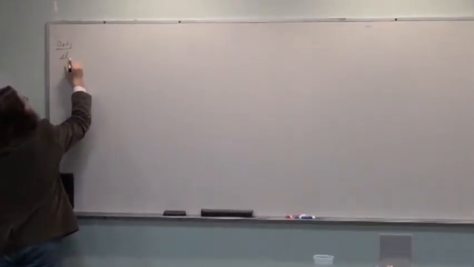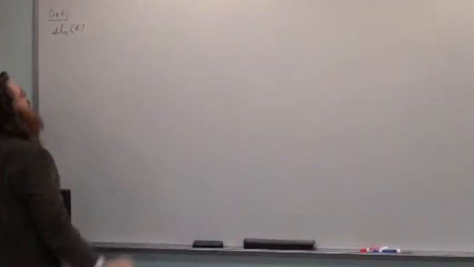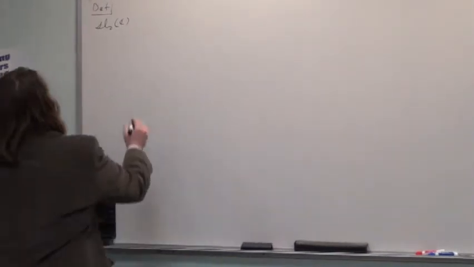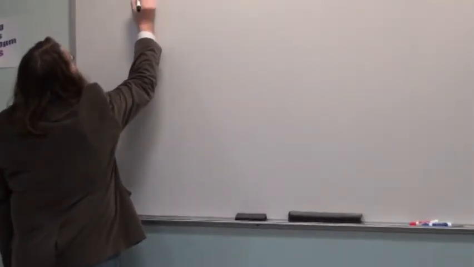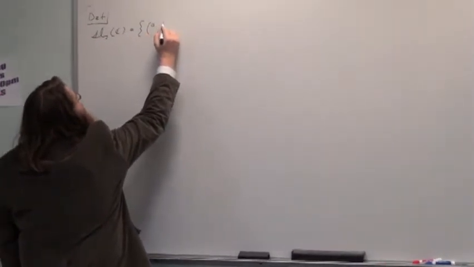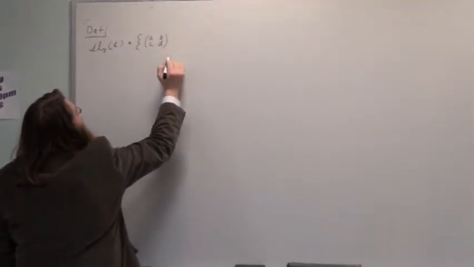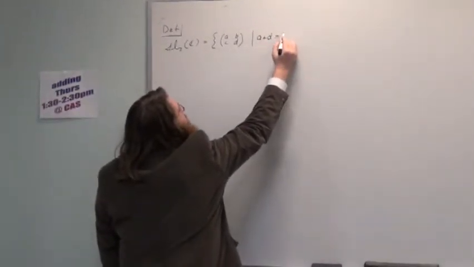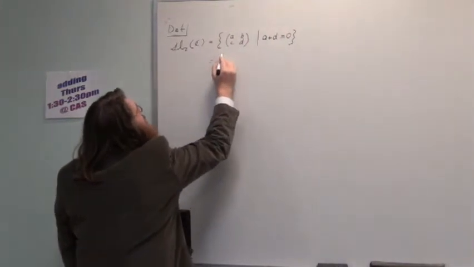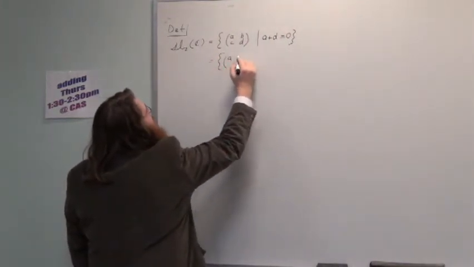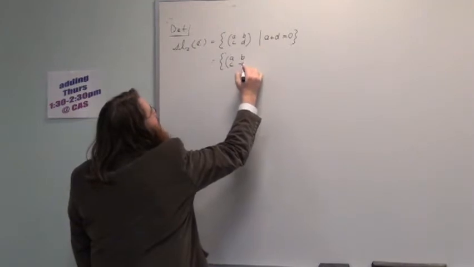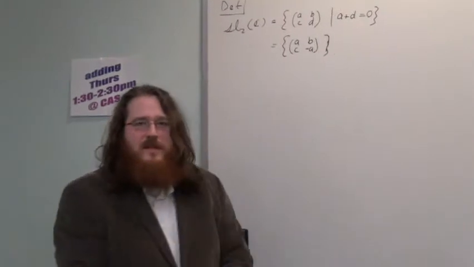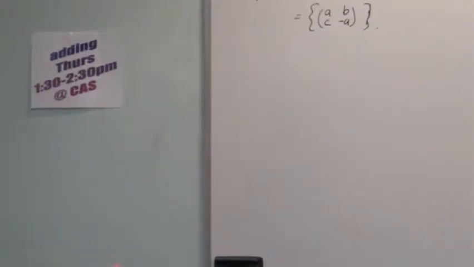So SL2, and we usually put C here, or you can talk about R, whether it's over the complex numbers or the real numbers, is the set of all matrices, A, B, C, and D, with the condition that A plus D has to be 0. So really we could rewrite this as all matrices A, B, C, minus A, and there's no other conditions. So the trace, or the sum of diagonal elements, has to be 0.